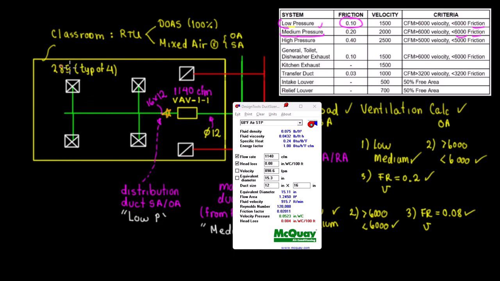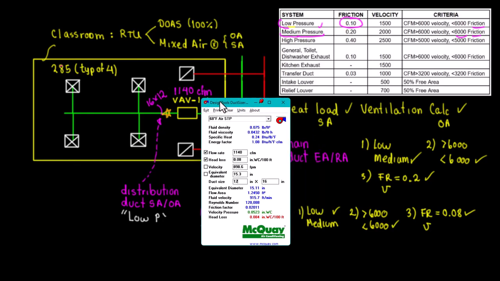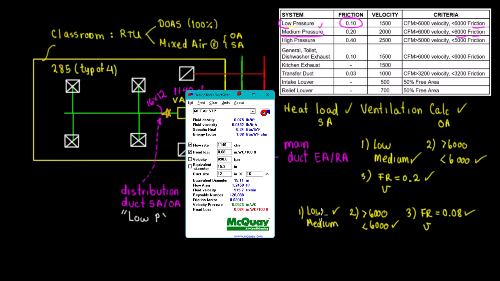So this is 285, and then 285 again. 285 is number one, low pressure. Number two, less than 6,000. So we're doing friction rate again because it's low pressure duct. So instead of 1140, it's 285. So this is going to be 285.